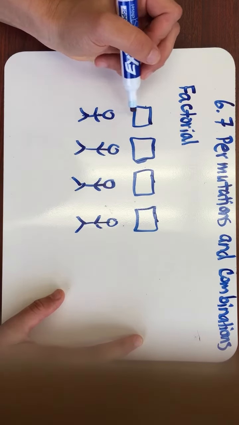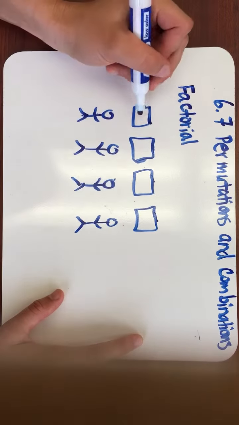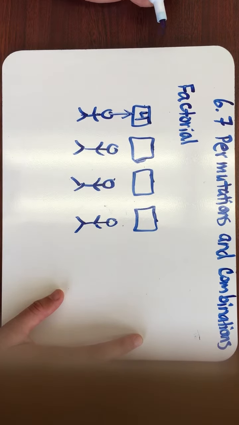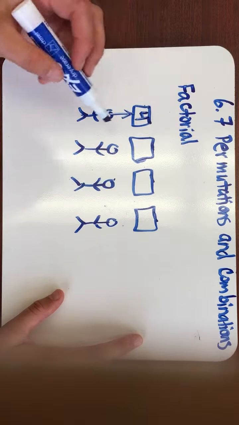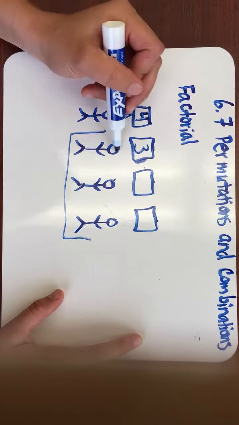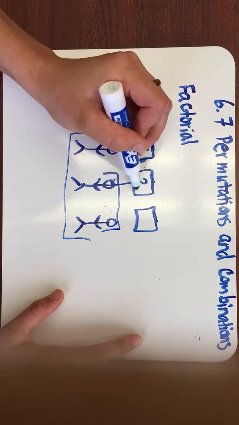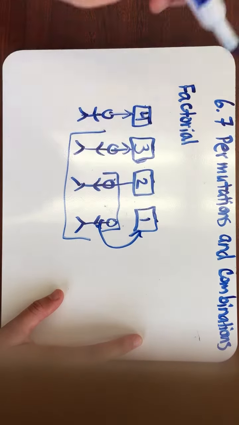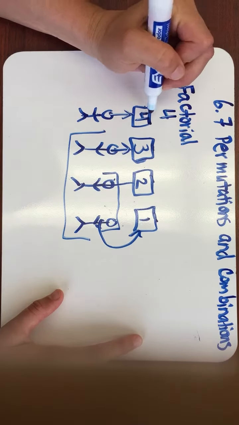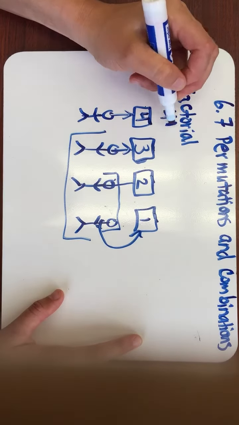For this first desk, I have 1, 2, 3, 4 students that I can choose from. So let's say this person sits down. Then I only have 3 students to choose from. So that one will sit down. Then I'll only have 2 students to choose from. And then the last one. So this was looking at 4 students and ordering them in 4 different desks. We call that 4 factorial.